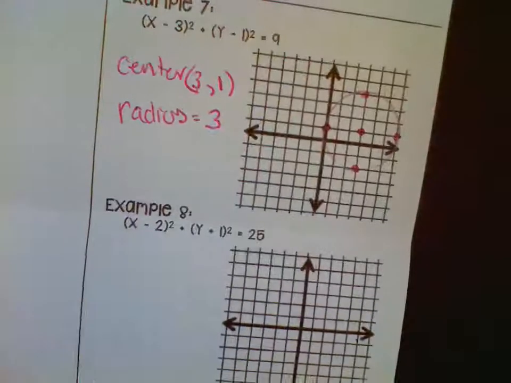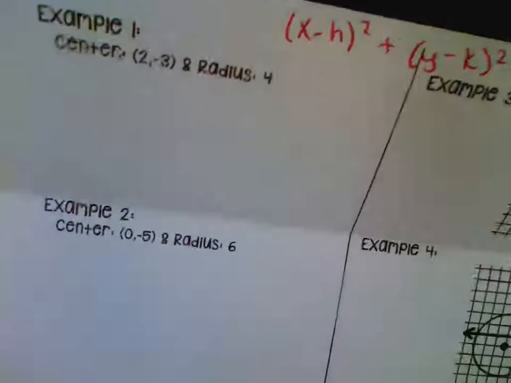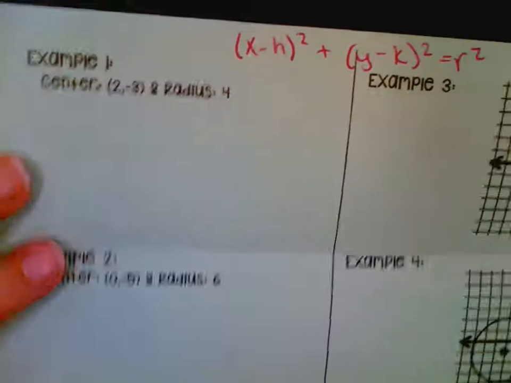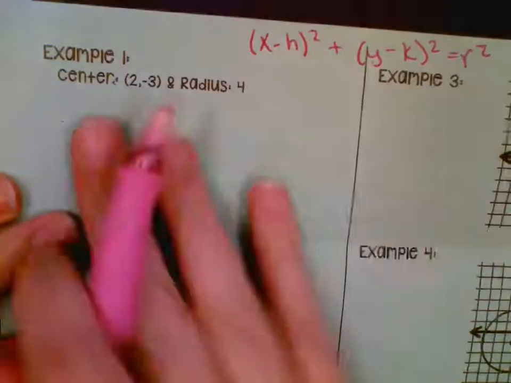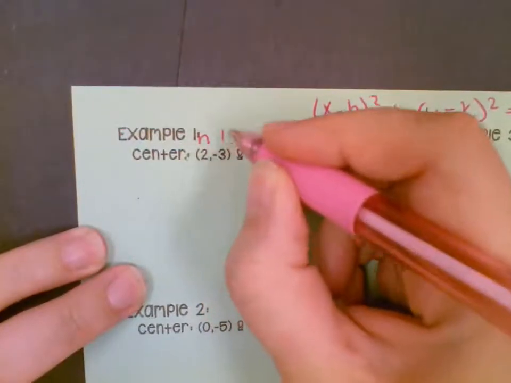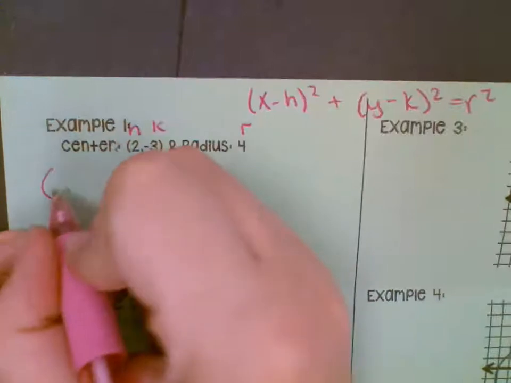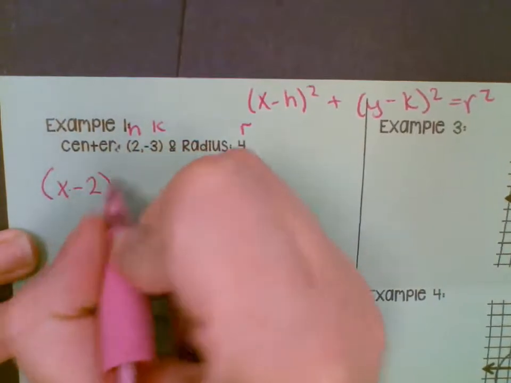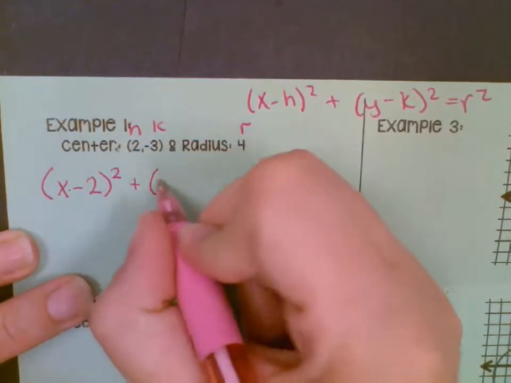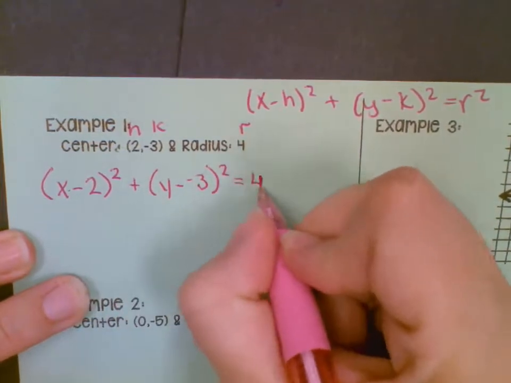Now that we understand how to graph, let's go back and try to write some equations. Our first example at the top gave us our center and a radius, and we need to write the equation. Remember that your center is your h and k, and your radius is r. So we plug all those into our formula. We would have (x - 2)^2 + (y - -3)^2 = 4^2.